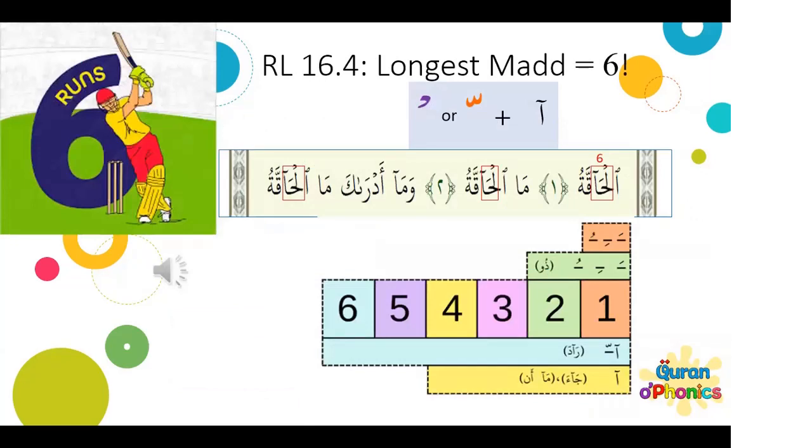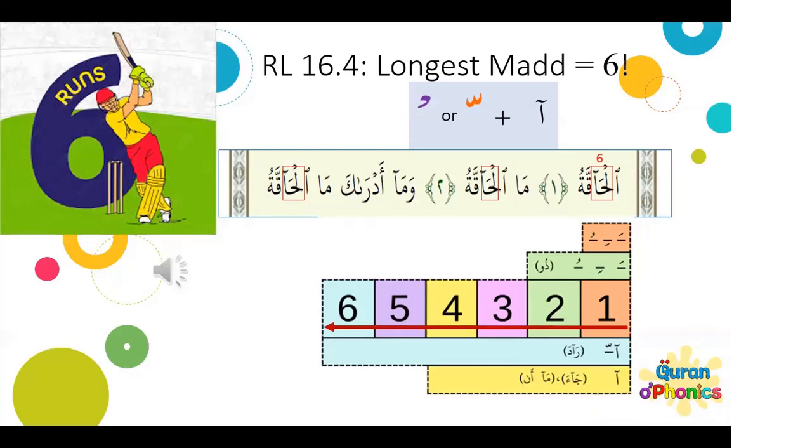Then the last one is the longest mud, which is 6. And 6 is the highest score, the highest number of runs in cricket. So you can remember that the highest number, the longest mud, is 6. And it comes when you see this stretchy symbol, the mud symbol. And after it is a shadda or a sukoon. And that's it.